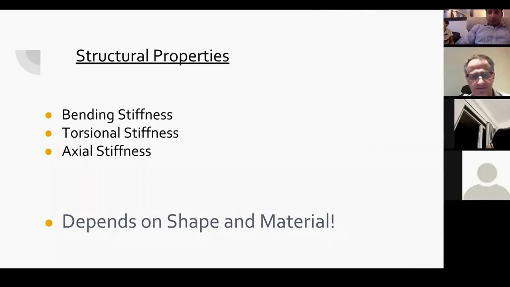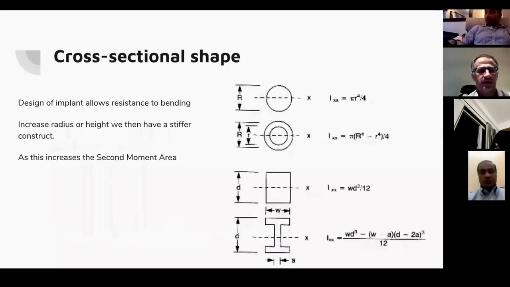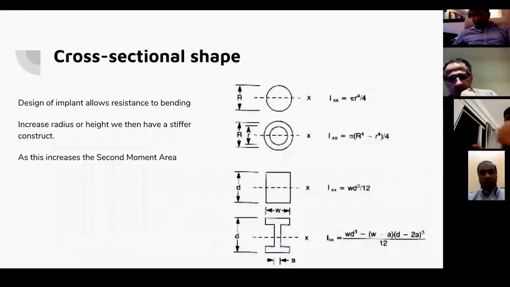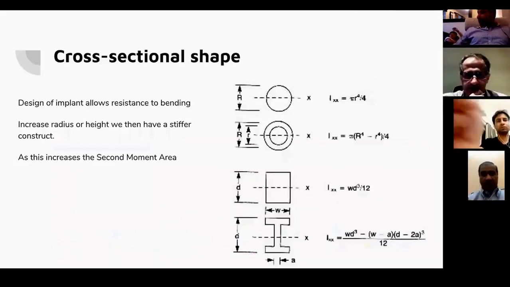So bending stiffness is essentially if you take any length of any material and you put pressure on the length and bend against it, that's your bending stiffness. Torsional stiffness is twisting of that same material, and axial stiffness is weight bearing on the length of that material. But essentially, they're all dependent on your cross-sectional shape of your property. Okay, so your design of your implant allows resistance to bending.